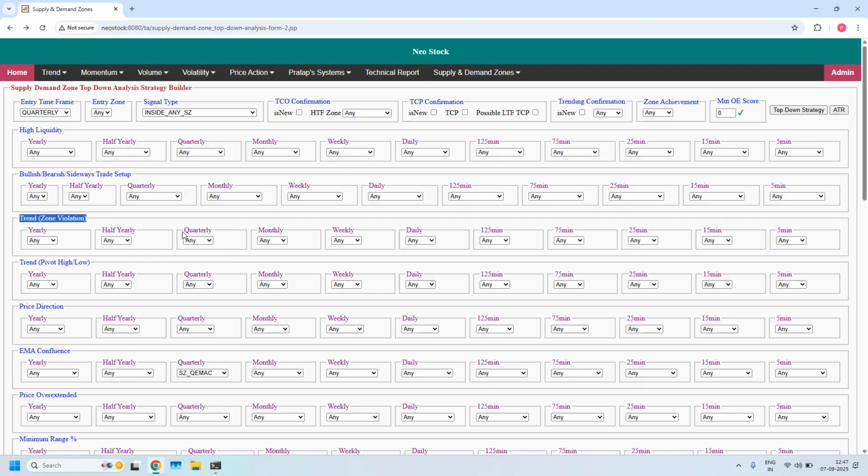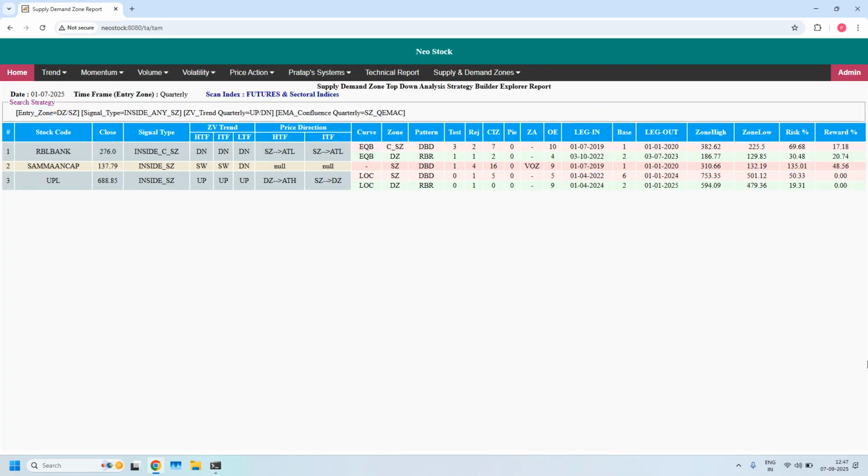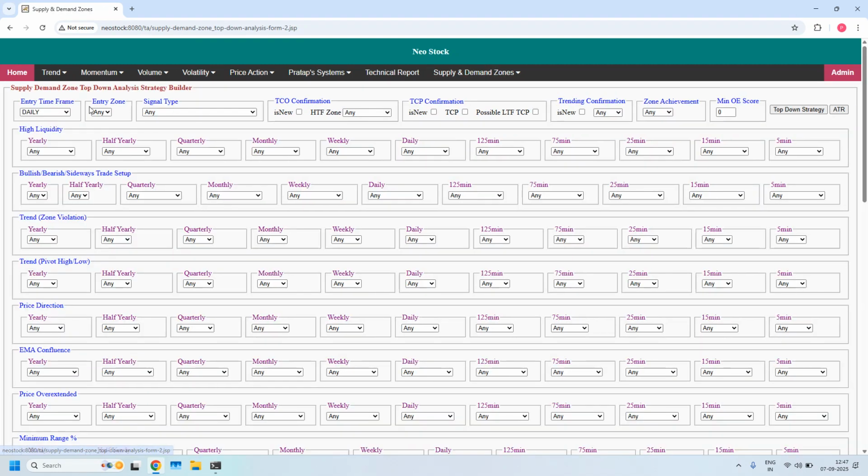And trend on the quarterly should not be sideways. It can be up or down trend. We got 3 stocks. Okay, next time frame is monthly. Sorry, monthly, not weekly, monthly.